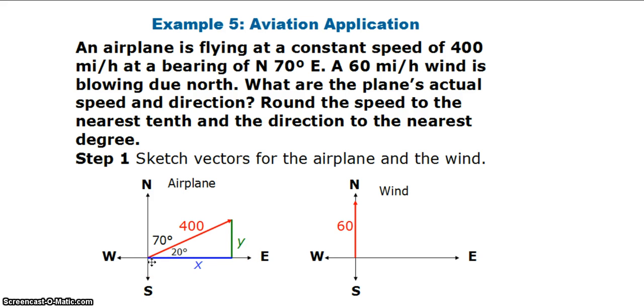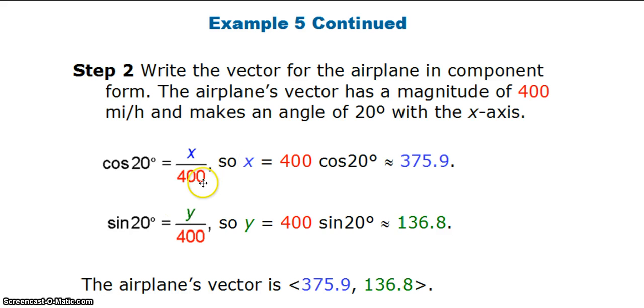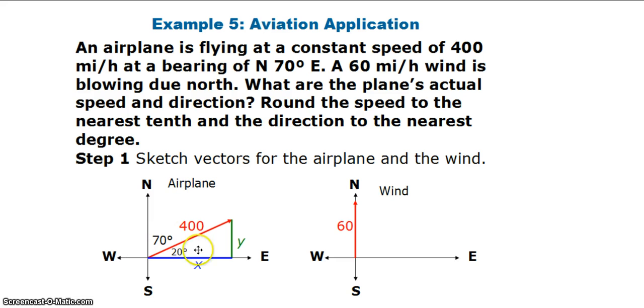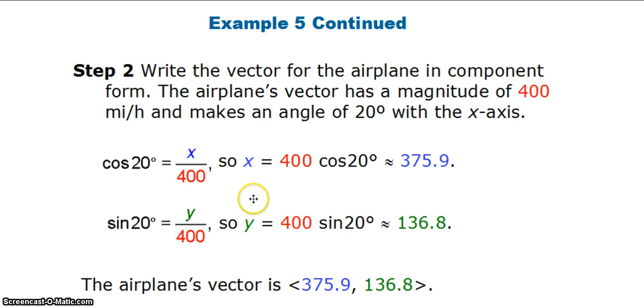We can do this in a number of ways. Let's use our trigonometric ratios. The cosine of 20 degrees, remember, adjacent over hypotenuse, can help us find x, this horizontal distance, while the sine of 20 degrees could help us find y, opposite over hypotenuse. So that's what indeed they do.